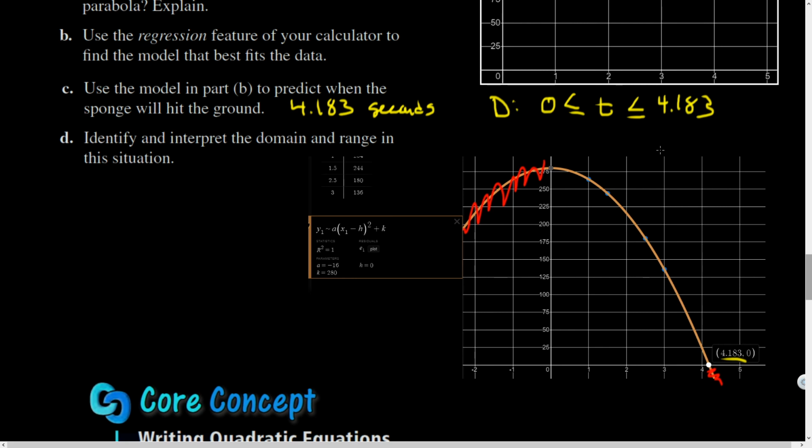And so that's the time at which it's falling, right? And so it falls from 0 seconds to 4.183 seconds. And then the range are the possible y values, and that occurred from, is that 280? All the way to 0. All right, so 0 is less than or equal to h is less than or equal to 280. And so that represents the possible heights of the sponge during its descent.